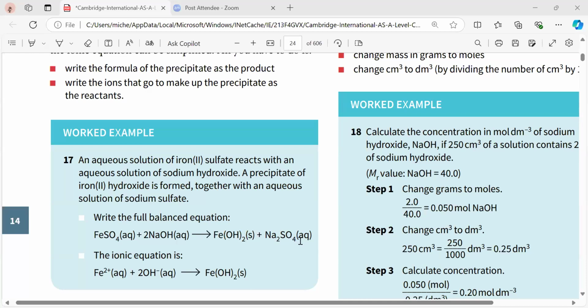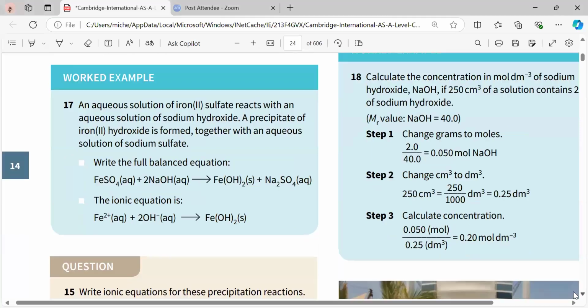Oh, sorry, I mean that's the sulfate. The sulfate right here. So I'm going to cross sulfate out and cross sulfate here out. That's how we ended up with Fe 2 plus, 2OH minus right here, and Fe(OH)2. So that's how I end up with this, just by crossing out this aqueous right here. Okay, so I hope you can understand.